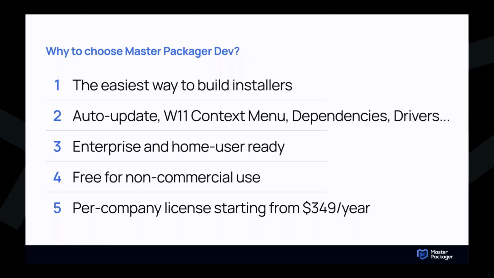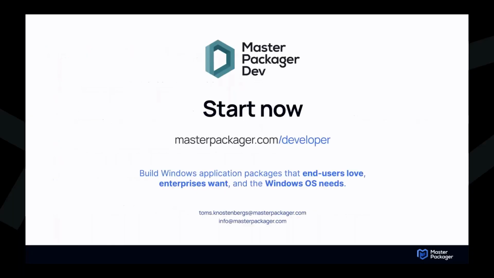And it's enterprise and home users ready. It is free for non-commercial use, right? So if you use it for non-commercial use, just go to our website, get it, and use it. Or if you use it for commercial use, it is a per company license, starting from $349 per year. And there is no admin license. There are no per user licenses. It's just per company. You buy it per company. Any company getting revenue can afford such a price. That was the goal, because we wanted to make the difference as soon as possible.